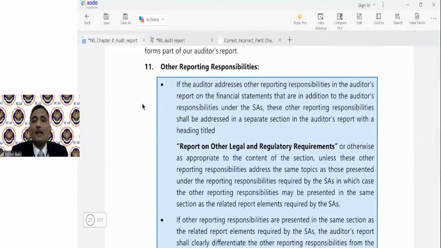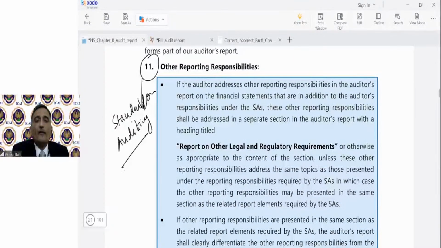Other reporting responsibilities. Students, besides responsibilities which are there in standards on auditing, there can be other responsibilities of auditor in accordance with the law. So say if the audit is being conducted under Companies Act, in case of companies, so certain matters have to be reported in accordance with the requirement of Companies Act 2013. So it would be included in a separate section on report on other legal and regulatory requirements.